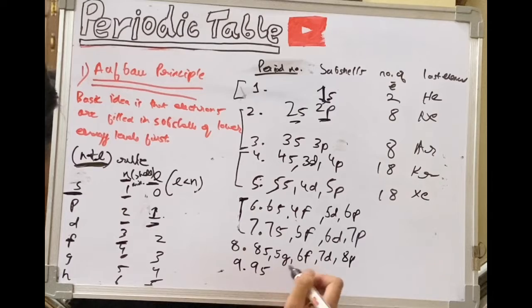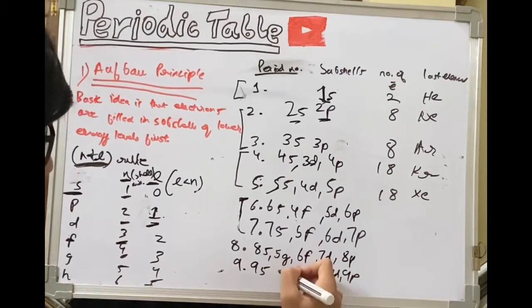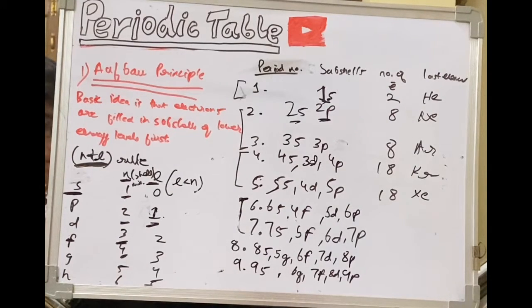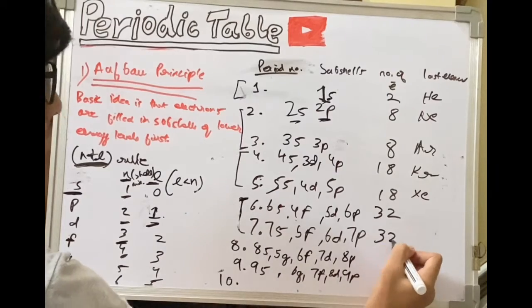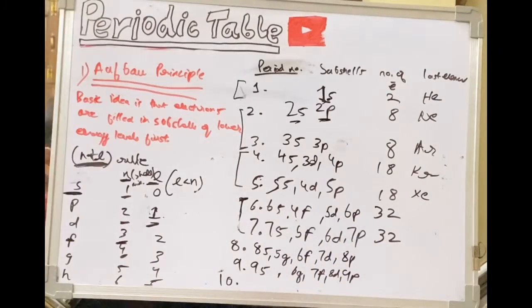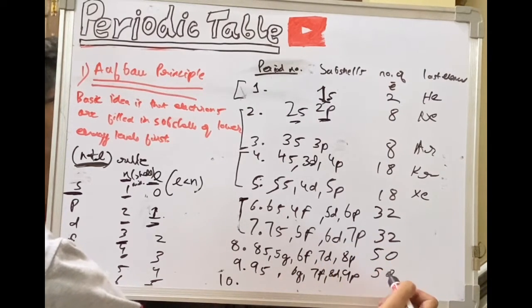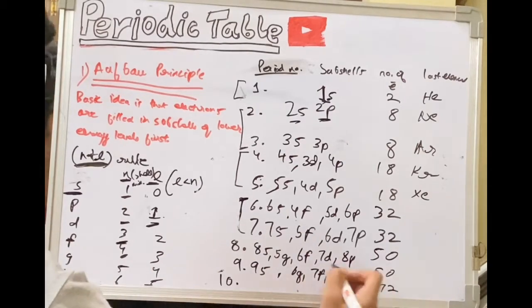9p, 8d, 7f, 6g. Okay, a lot of space was left, so we'll do the 10th one also. Oh, I forgot to mention these. It will be 32. You can calculate it from here. Maximum electrons 32. Then there will be 50, and then for the 10th one it will be 72. So it will be 10.